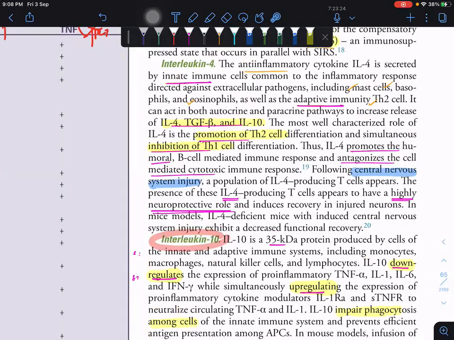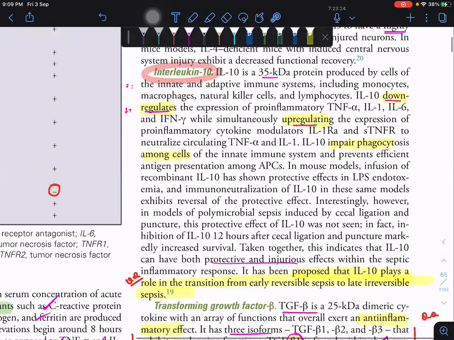So IL-4 is involved in the secretion of the same IL-4, TGF-beta, and IL-10. It promotes Th2 cells, inhibits Th1 cells, is involved in the B-cell immune response, and in the CNS it has a neuroprotective role. So interleukin 10 is very easy.